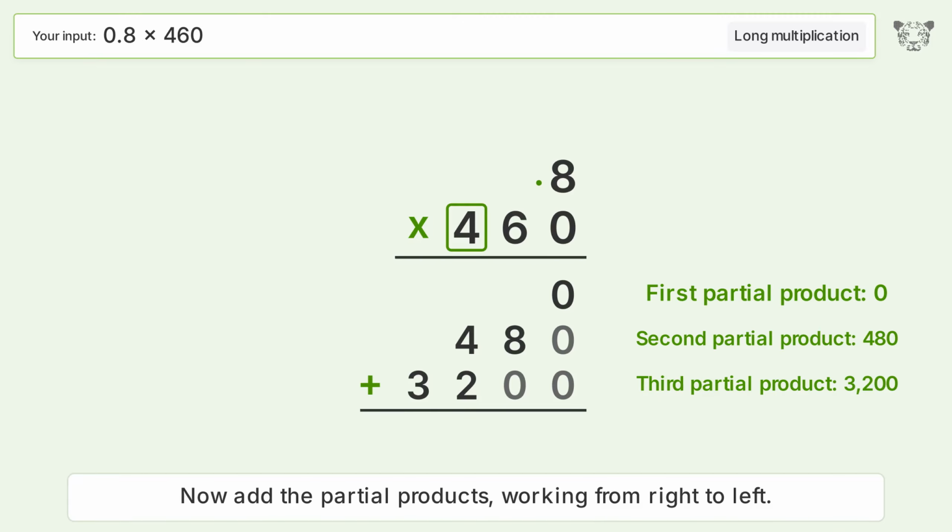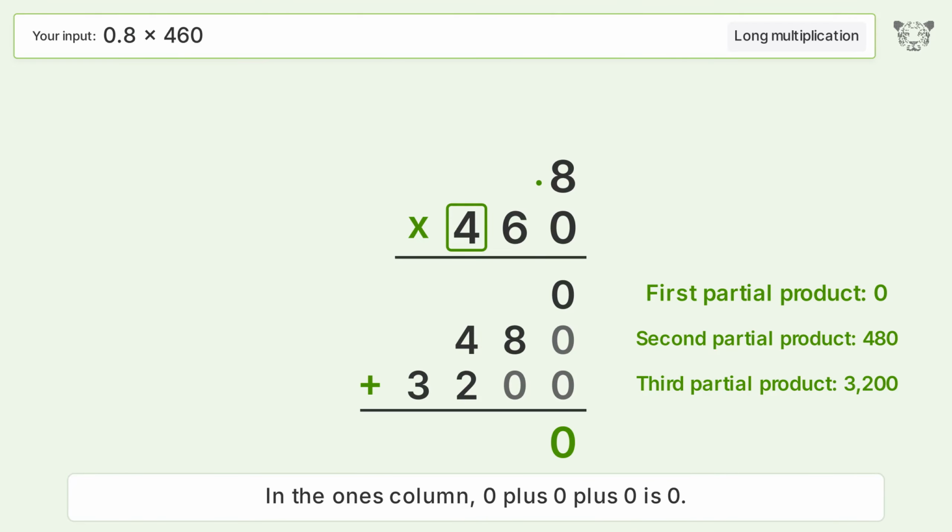Now add the partial products, working from right to left. In the ones column, 0 plus 0 plus 0 is 0. In the tens column, 8 plus 0 is 8. In the hundreds column, 4 plus 2 is 6. In the thousands column, bring down 3. The whole number product is 3,680.